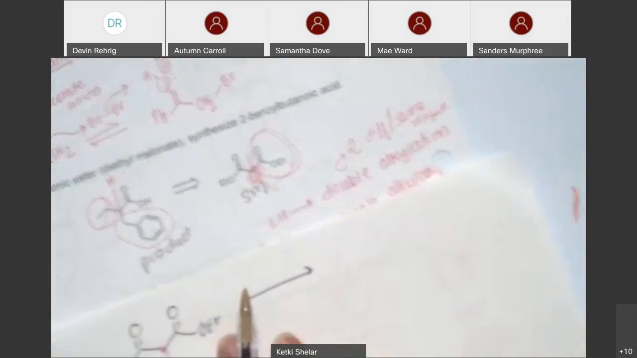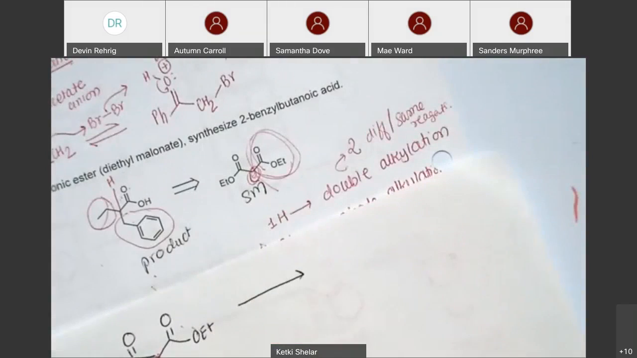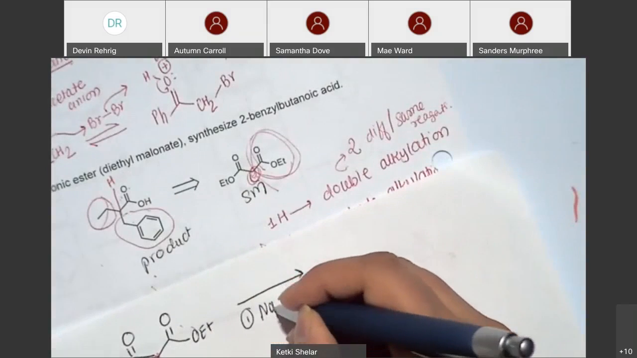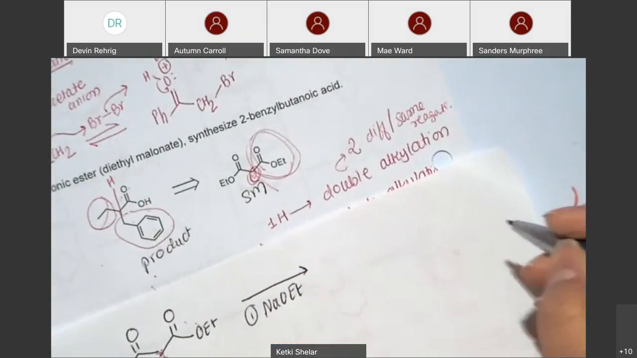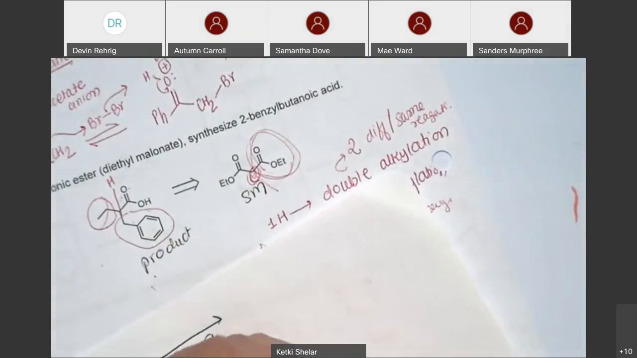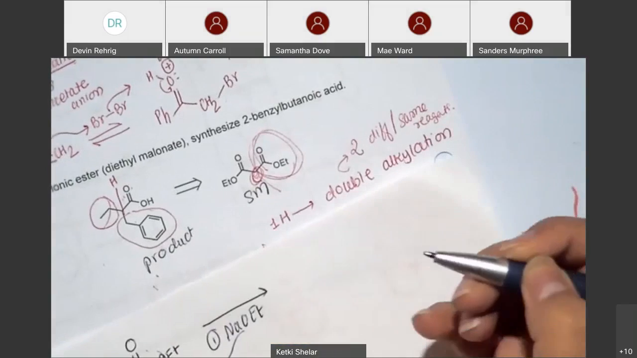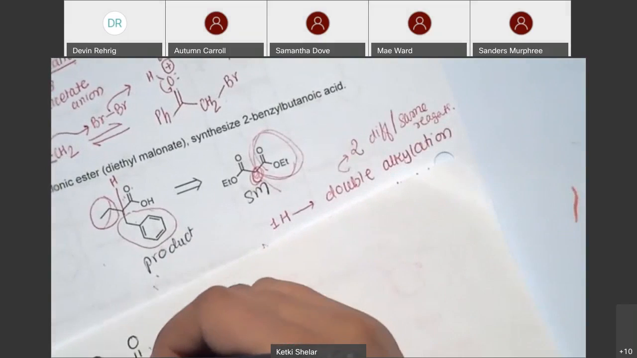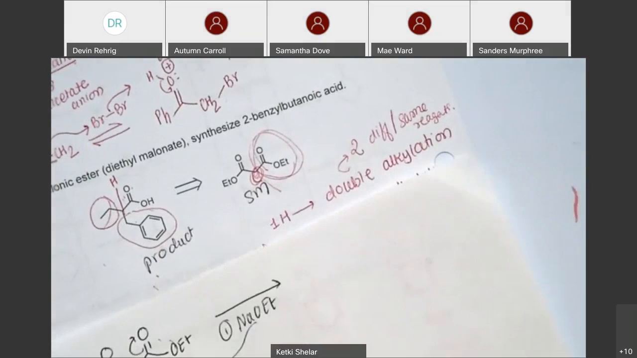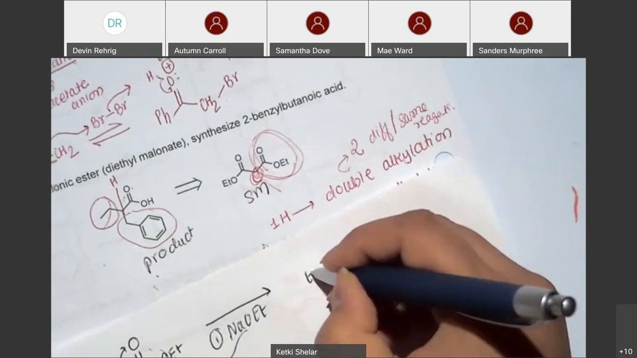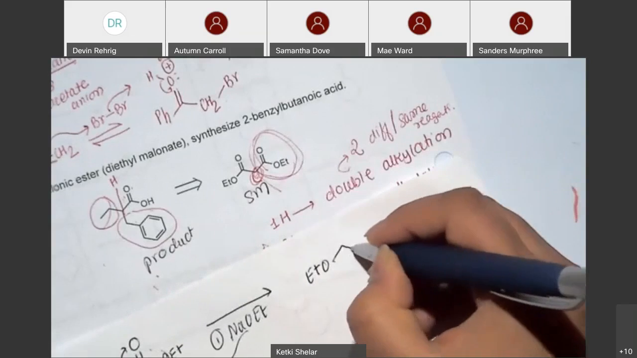So coming to the pathway, the first step would be adding a base, sodium ethoxide or any base. So there are these two hydrogens. It will go and pluck off the hydrogen, which will form an enolate, to be precise.